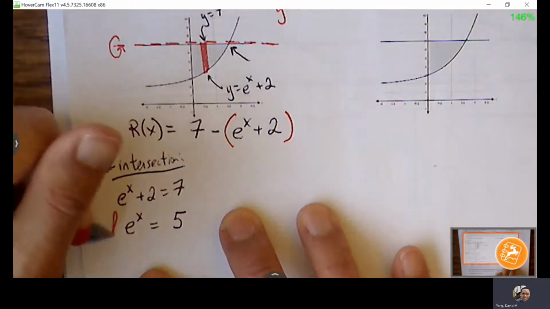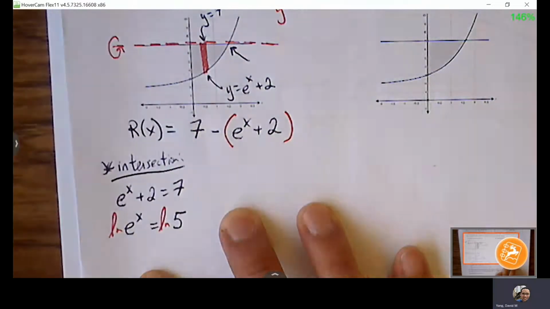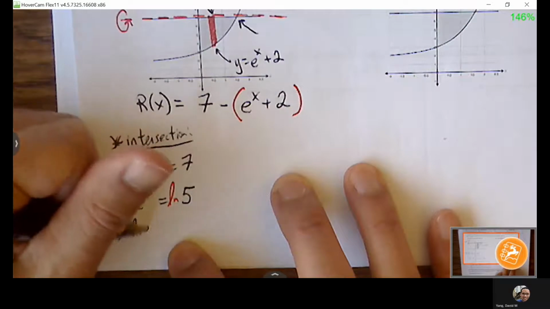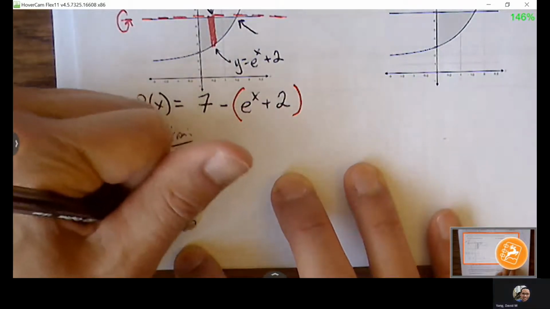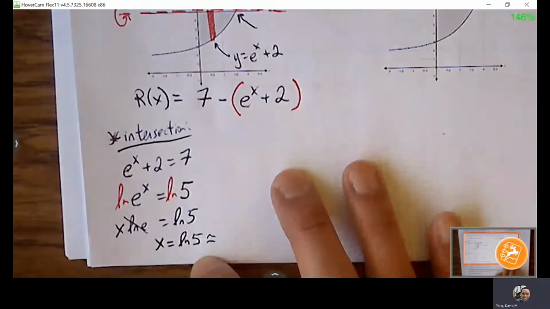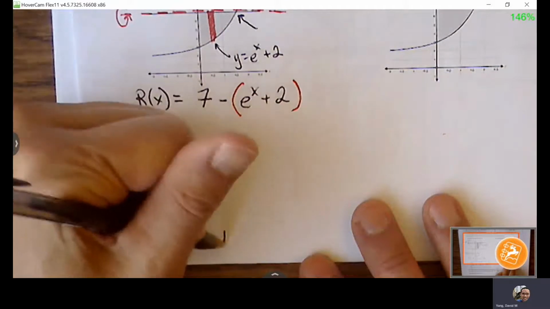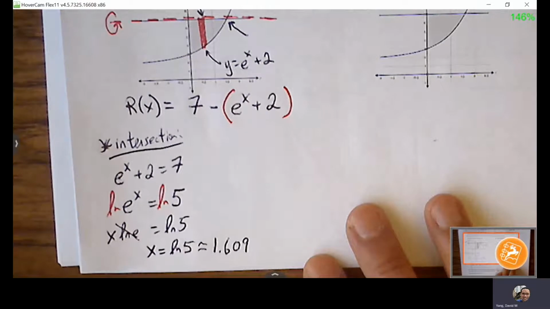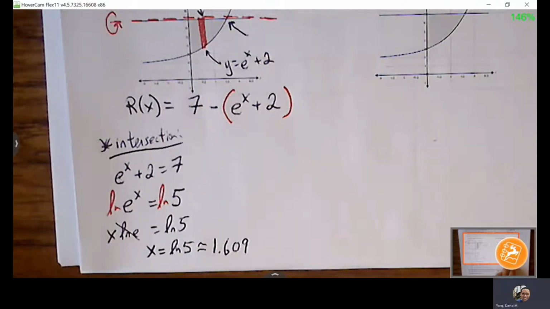Okay, take the natural log of both sides. That will allow the x to come down in front. But if you're using your calculator, you can also get that decimal to be 1.609. So using either calculator, let me know if you're having trouble getting to that approximation using the intersect feature.